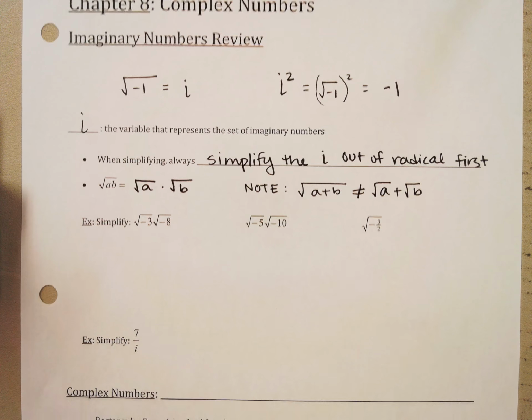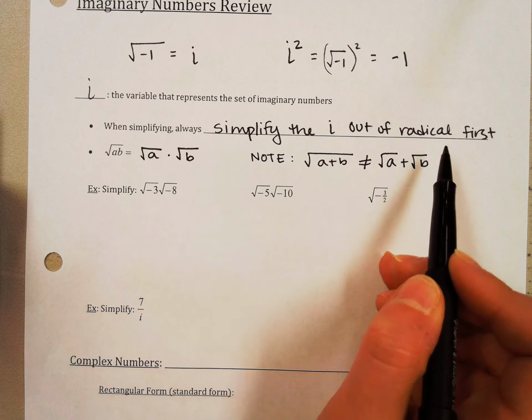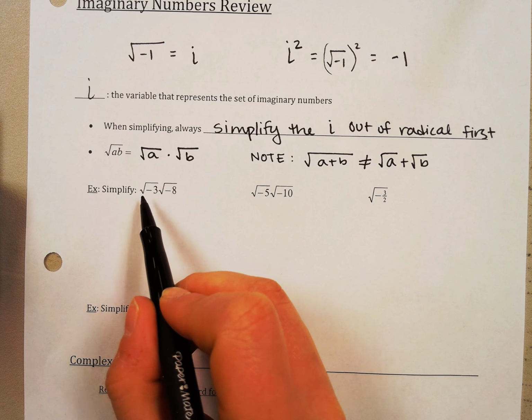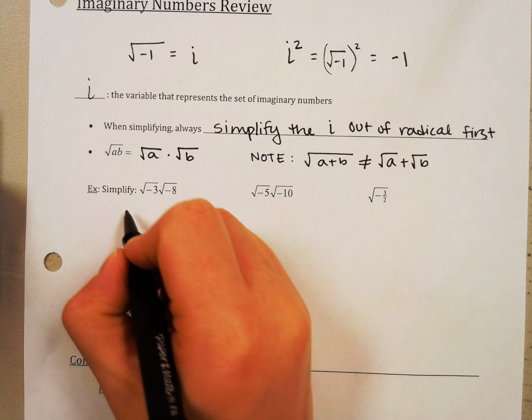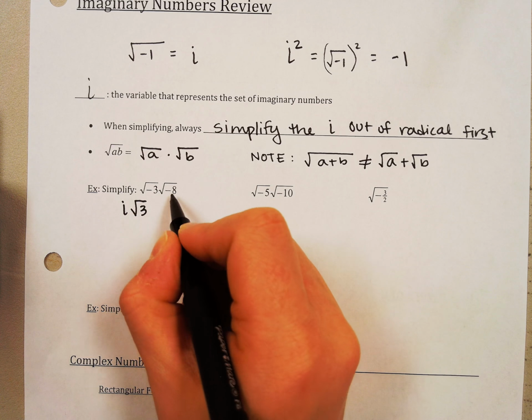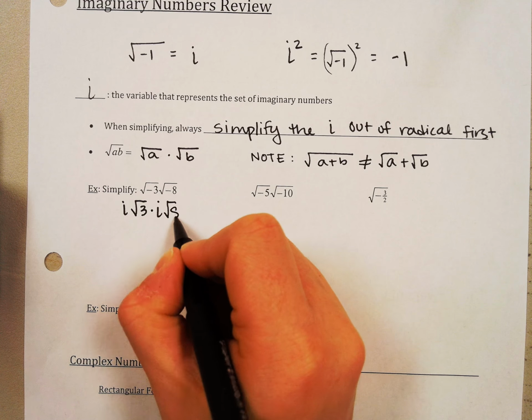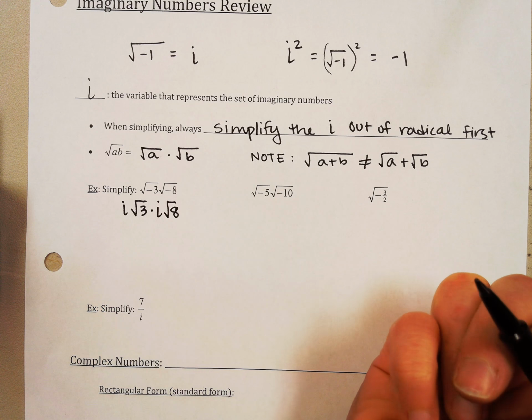Okay, so here we go. We're going to simplify a couple. Again, the first thing that we're going to do is always simplify the i out of the radical. So every time you see a negative here, we're going to pull that negative out and write it as an i. So we have i times the square root of 3. And the same thing here, we're going to pull that i out. So i times the square root of 8.